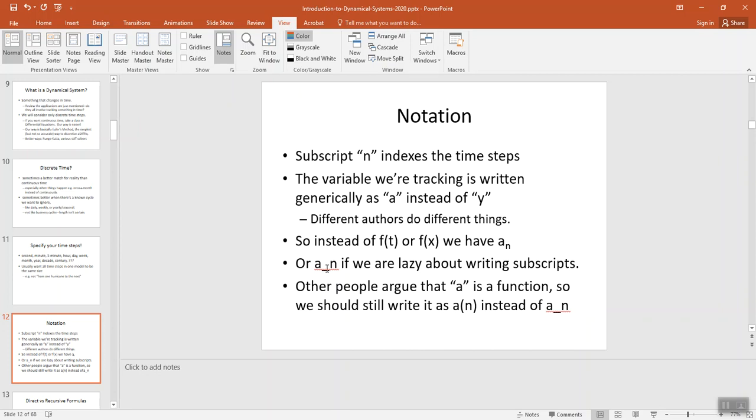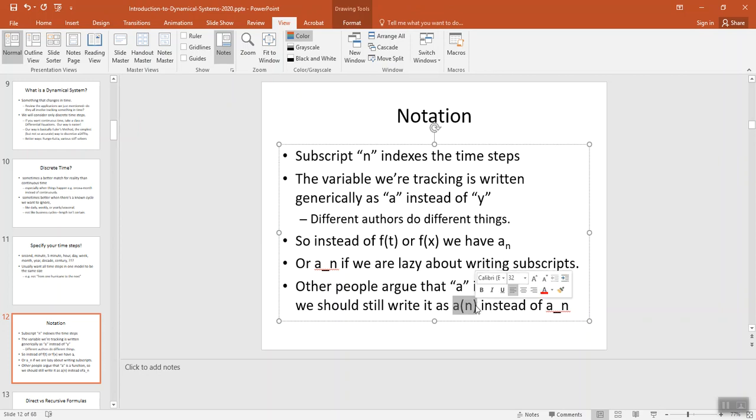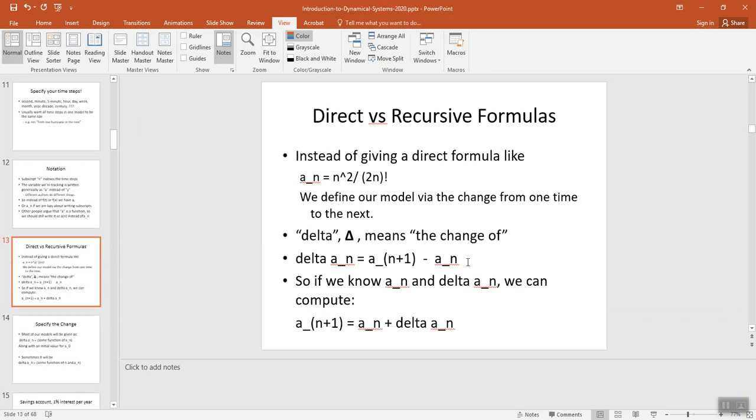If you write an underscore, that means the thing that comes after it is a subscript. So if we're just typing things quickly, we'll often write a underscore n. Is it a function? It actually is. You give it n and you get back a. Some people, especially Wolfram Alpha, write this as a of n in parentheses, which is also fine. Thinking of it as a function, though, is a little interesting.